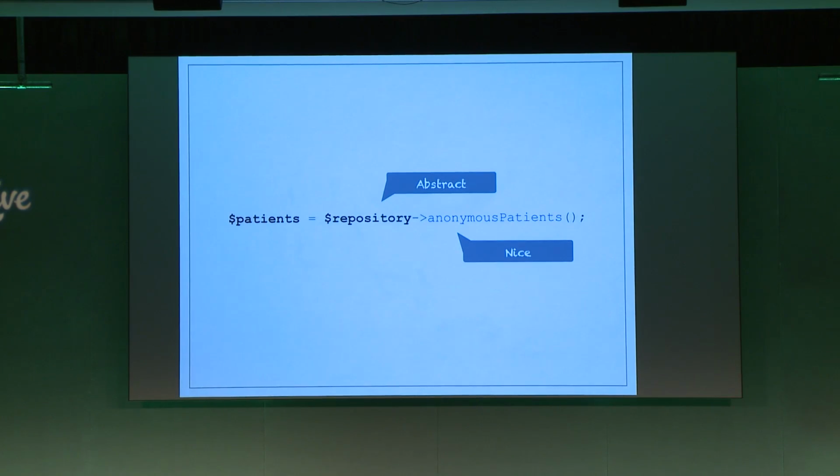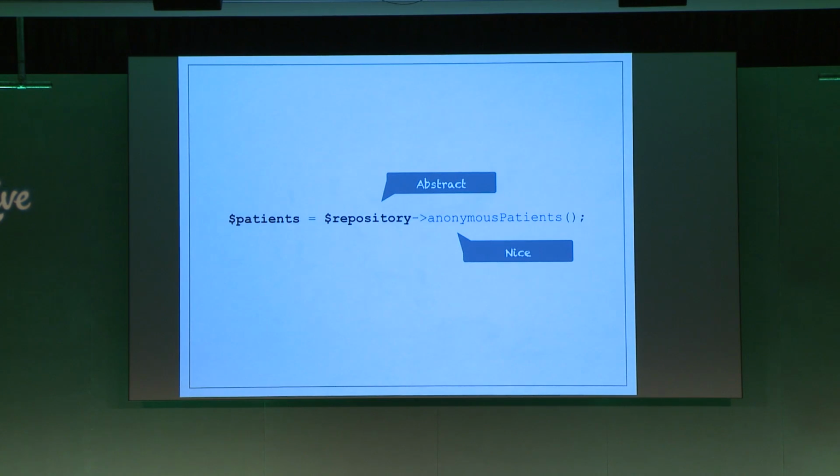What is more abstract would be to zoom out a bit and look at the database maybe as a collection of objects. So then we have invented the word repository to represent a collection of, in this case, patient objects. And we can just ask it for all the anonymous patients. And suddenly we are not in the language of talking to databases anymore. So this is true abstraction. We don't see anything about what's going on under the hood anymore.